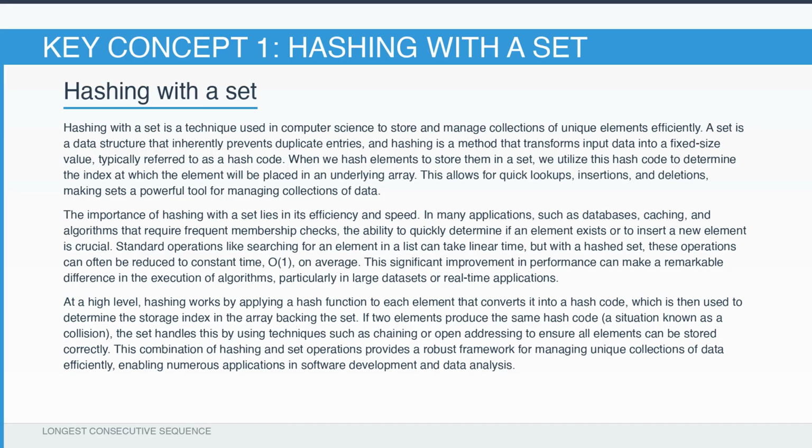Because of this system, we can quickly check if a toy is in the box, add a new one, or remove one, all in constant time on average, which is much faster than searching through a list. However, sometimes 2 toys might get the same number, a collision. Sets handle this with methods like chaining or open addressing to keep everything organized. This combination of hashing and sets gives us an efficient way to store and manage unique items, making it invaluable in applications where speed and efficiency are critical.